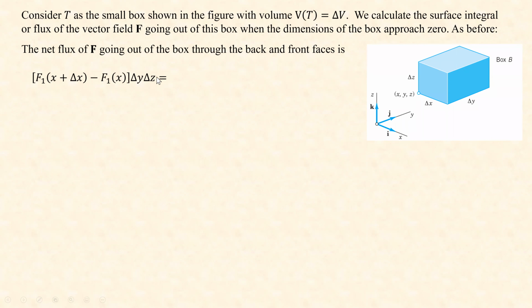If we multiply by delta X, we get the volume of the box. So we multiply by delta X and divide by delta X, and we get this. This is the volume. And here we have F1 evaluated at X plus delta X minus F1 evaluated at X, divided by delta X. And as you know, this is delta F1 over delta X times delta V.